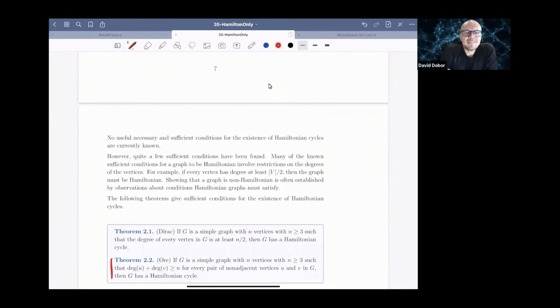So what do we mean? What is it that I'm asking? First of all, let's parse what it is that I'm asking, so that everybody's on the same page. What I'm saying here is that looking at Ore's theorem, this condition is sufficient but not necessary. So what does it mean to say that this condition is not necessary? Help me out.